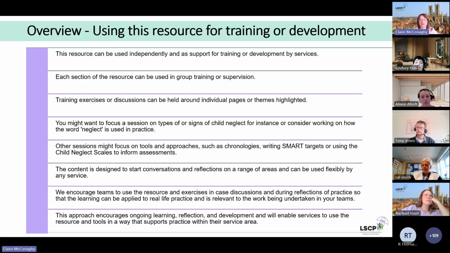You might want to focus on sessions on types and signs of child neglect. You might want to have sessions that look at the tools and the resources, setting SMART targets. These are all included, and they're easily navigable with a contents page. You can have reflective discussions, and there are prompts within there. It's encouraging teams to use the resources and exercises during reflection in practice, and being applied to real life practice.